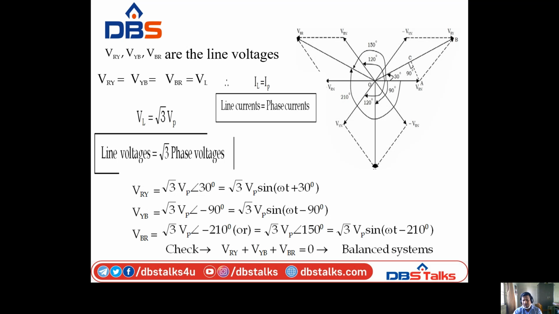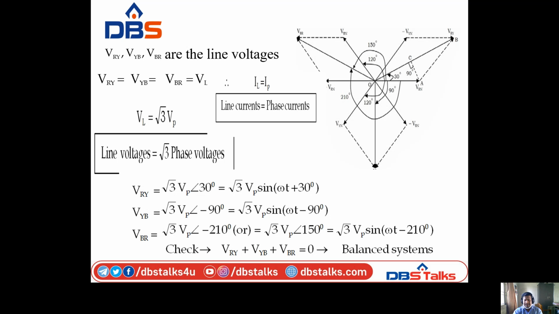Remember, for star connection, voltage is different. Line voltage is equal to root 3 phase voltage, but currents are equal. Line current is equal to phase current. Similarly, Vyb is equal to root 3 V phase. So look at the figure, minus 90 degrees. So this is 30 degrees. That's why it is at an angle of 30 degrees.